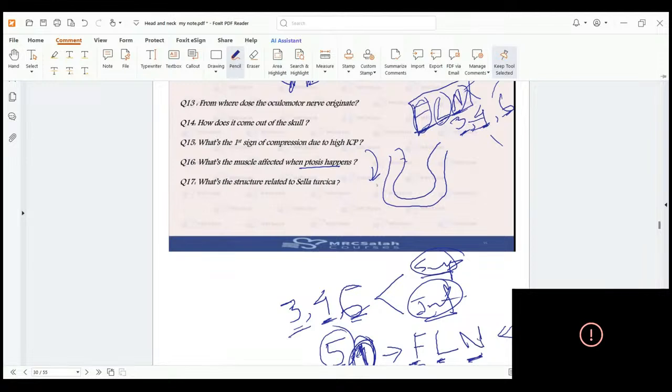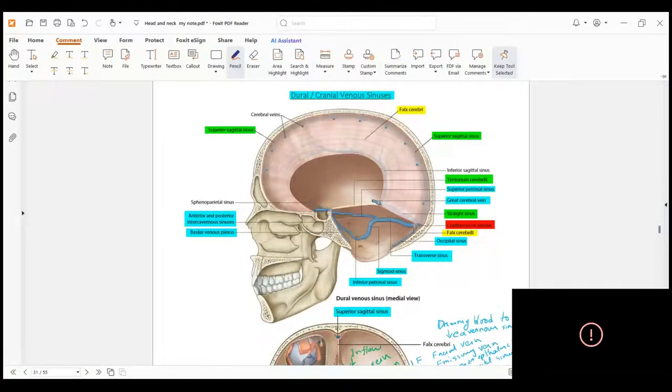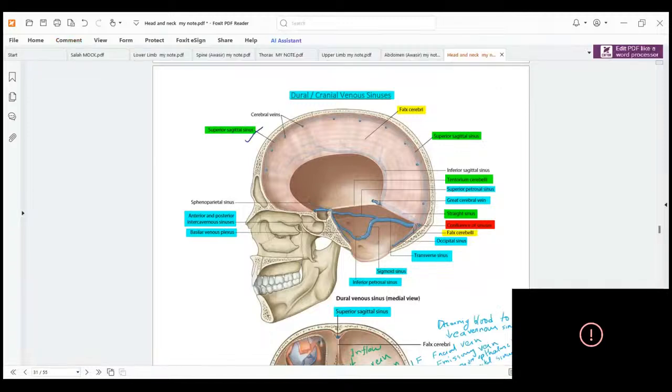Okay. This is the superior sagittal sinus, and this will be the inferior sagittal sinus. Then this is the falx cerebri, and down will be the falx cerebelli. And here will be the tentorium cerebelli, like a tent.